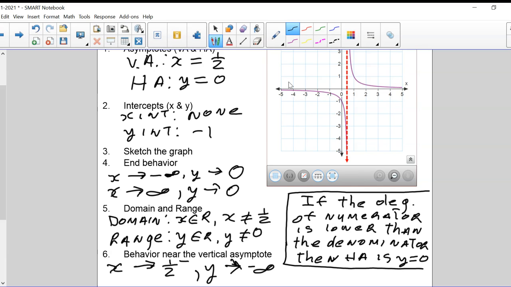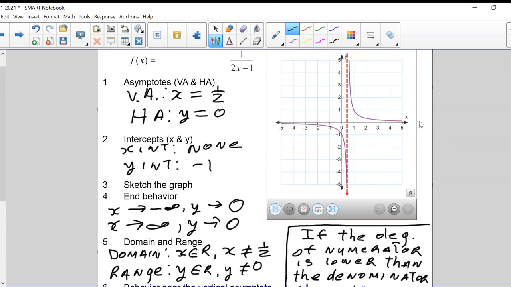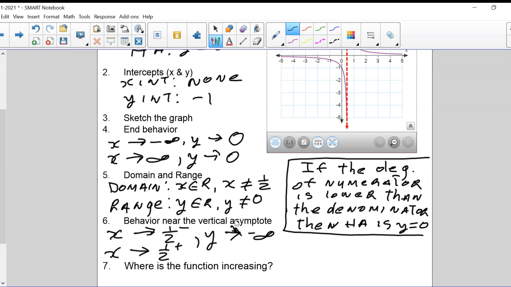Let me try another one and see if this is getting any clearer now. Let's try x approaching a half, but plus, meaning I'm approaching it now. Let me go back to the graph. I'm coming to the graph now from the right-hand side. So as I approach that half, but from the right, what would you say the y values are approaching as I come closer and closer and closer to that half? Along the x, where's the y's? What's happening to the y's? Anybody? It's going towards infinity. There you go. It is, in fact, going towards infinity.